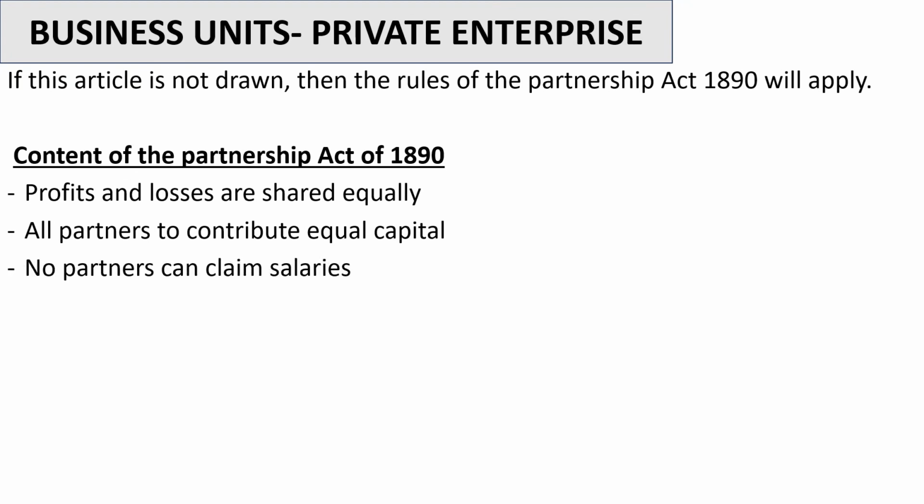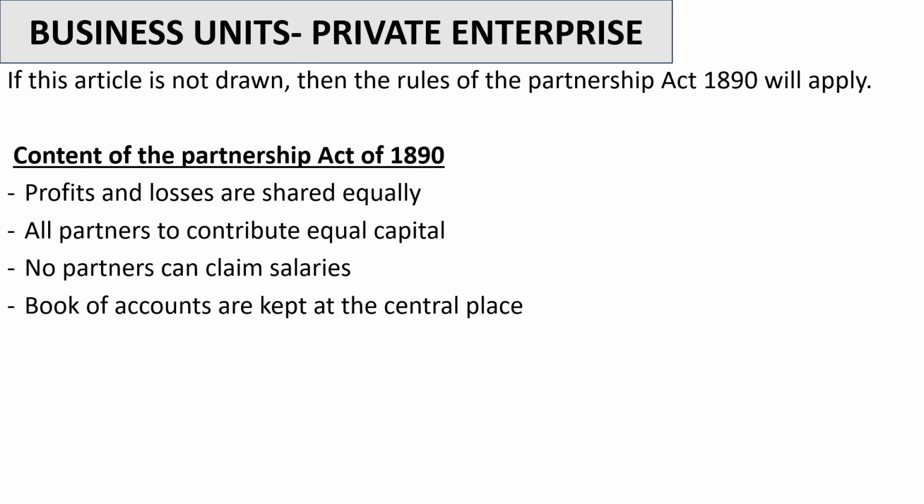No partner can claim a salary. No partner is going to claim a salary according to this one. Also, the books of accounts are kept at a central place. So the books of accounts cannot be kept by any of the partners. They're supposed to be kept at the central place. So that's what the content of the Partnership Act of 1890 stipulates.